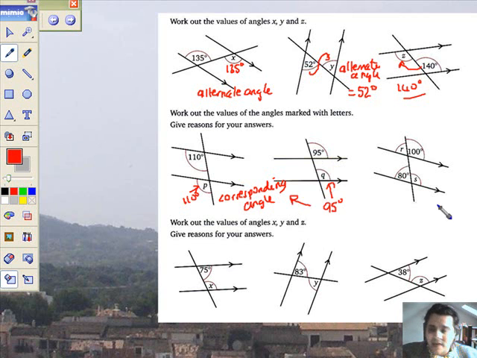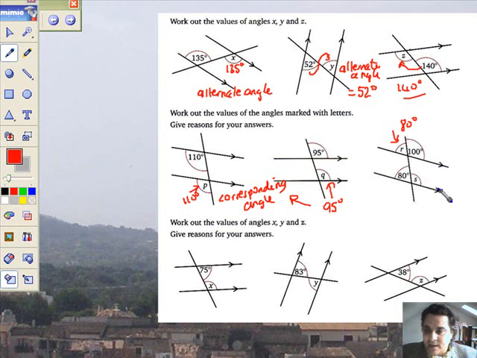Again, corresponding angle. This one's more complicated. Loads of ways of doing this question actually. So R, what's that going to be? We're on a straight line there, so we know R is going to be 80 degrees, and the reason being angles on a straight line add up to 180 degrees. But if R is 80, we've also proven that the 80 shown and the R calculated as 80 are also corresponding angles. So how do you do S?